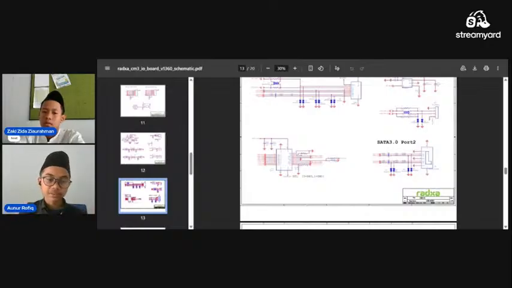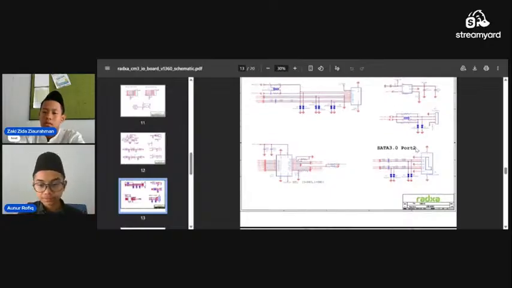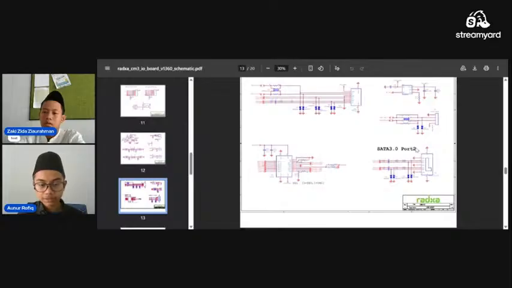There are so many types of USB. We usually use the USB host. USB host means if you plug something in there, the computer knows what the device is. For example, if you plug in a mouse, it will know that the mouse is connected.